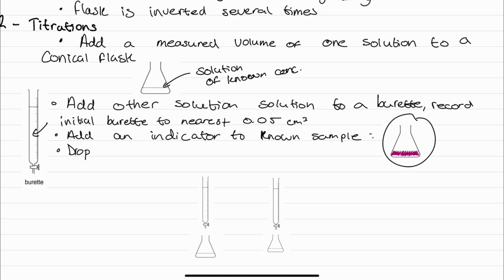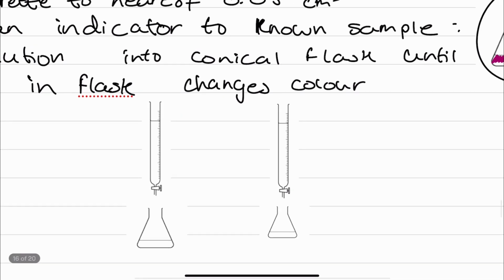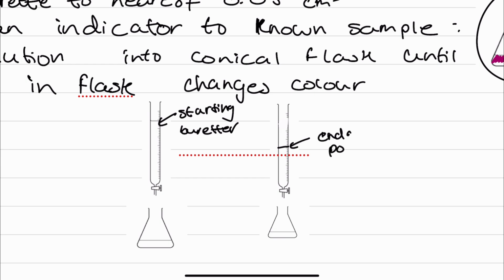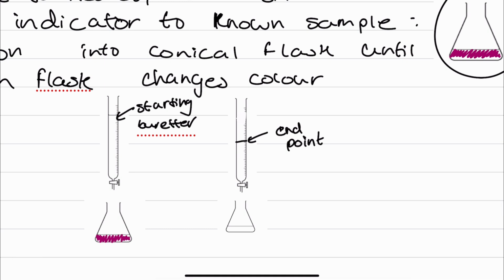Now, we drop the solution into the conical flask until the solution in the flask changes color. Now, this would obviously be the starting burette, and then the final burette would be somewhere around here, let's say, the endpoint, and then this is the original sample, and we slowly drop, drop, drop, until it changes color and turns usually clear.